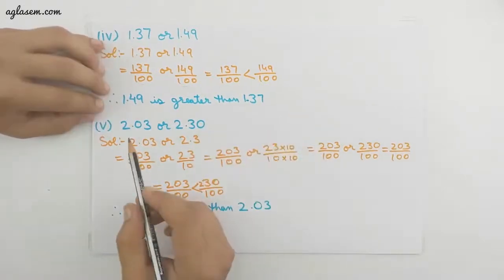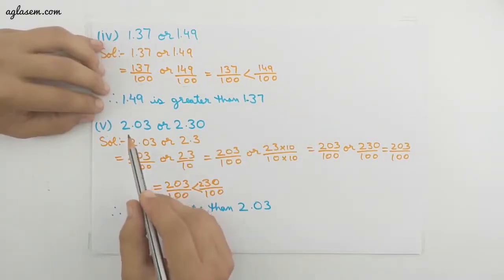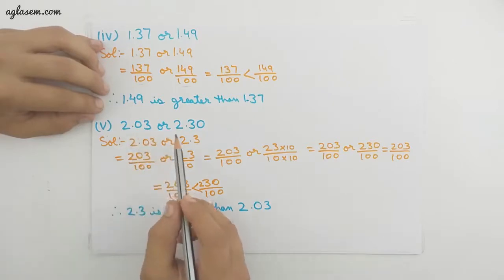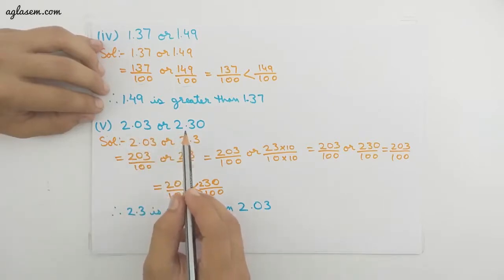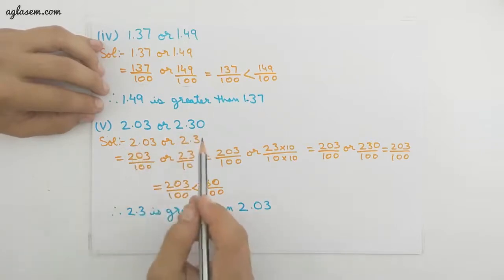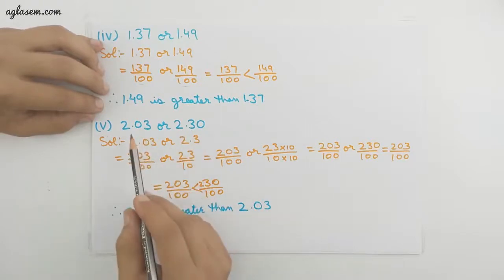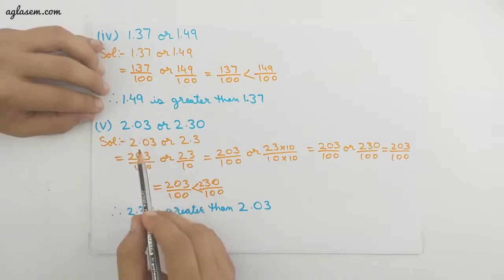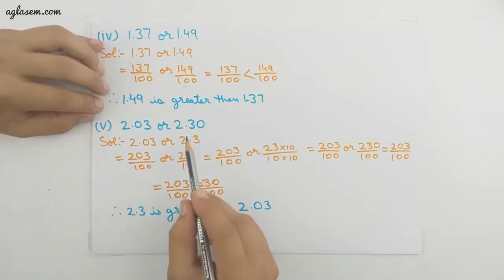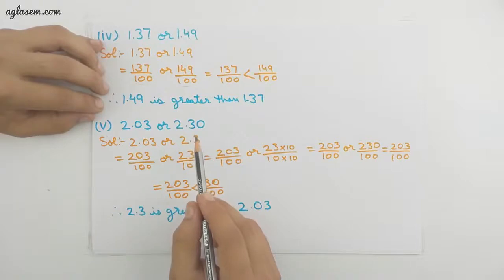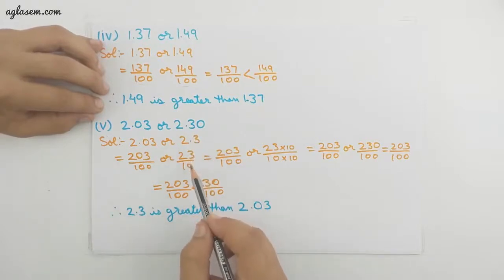Move to the fifth part of the question. The left side is 2.03 and the right side is 2.30. We have to see which side is greater. So first we will remove the decimal of both sides. First we will see the left side. There are 2 digits after the decimal, so we will divide 2.03 by 100 to remove the decimal. On the right side we can see there is only 1 digit, 3, after the decimal, so we will divide this by 10.